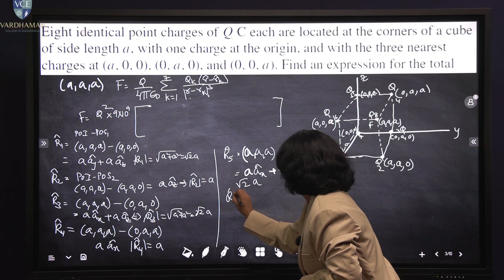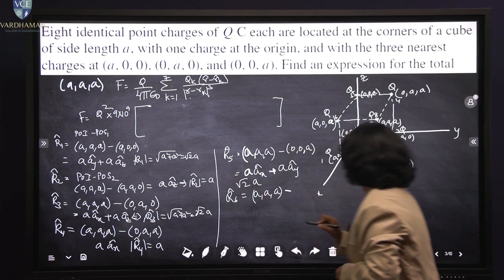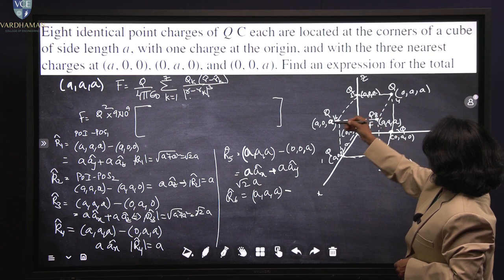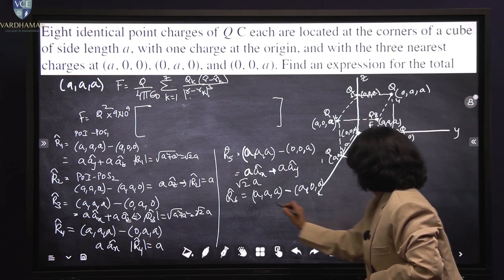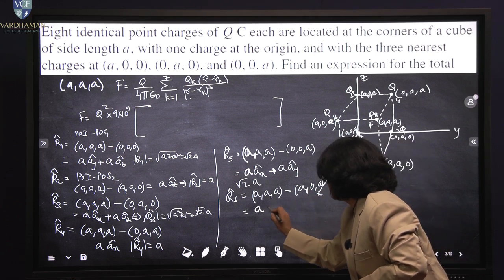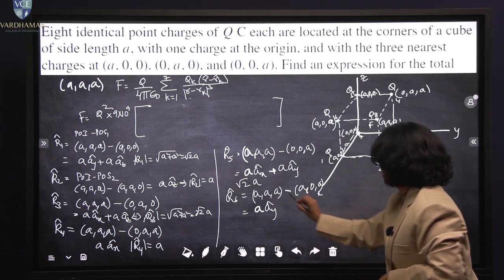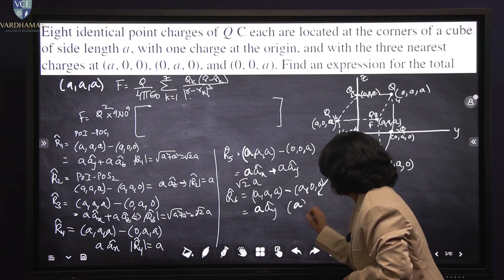Next, sixth vector, minus, where is my source? Sixth source, a comma 0 comma a. A minus a is 0, a minus 0 is ay along y direction, a minus a is again 0. So its magnitude is a alone.